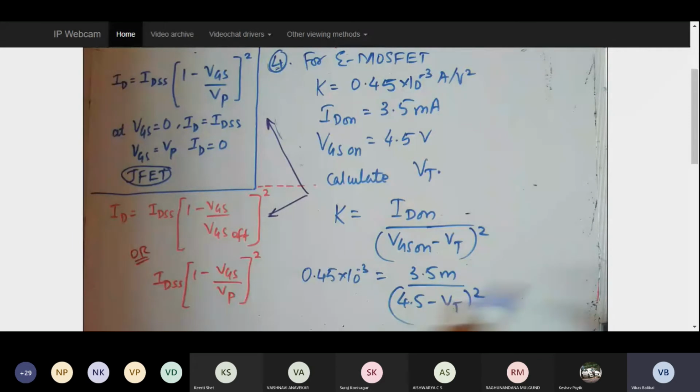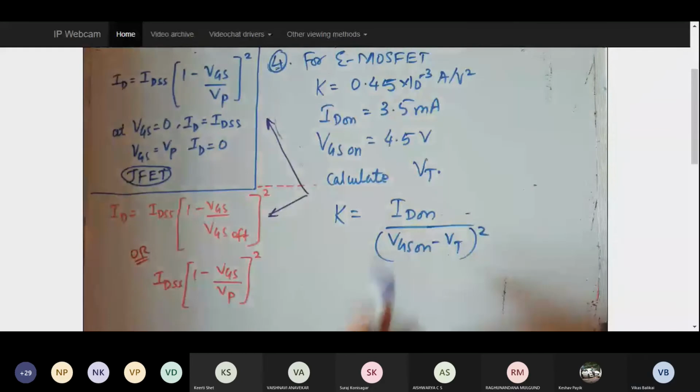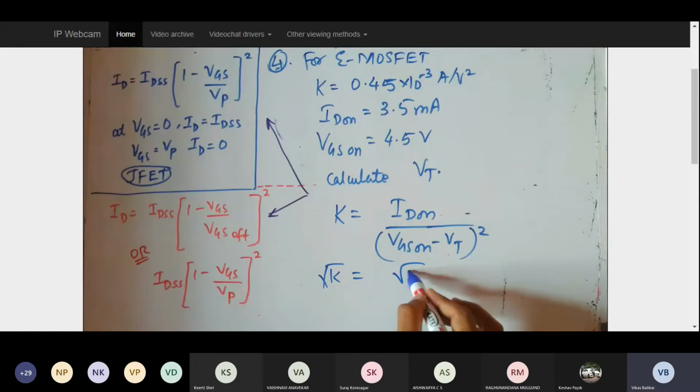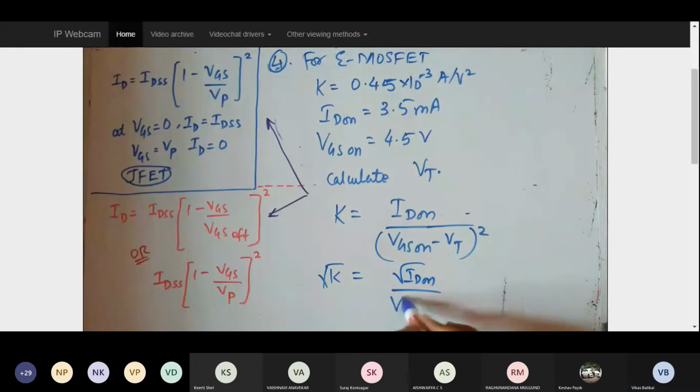You just make sure that the entire expression is a first order equation. You don't have the square term or the cube term in it. So better in the beginning, try to eliminate it. So how do I do that? I take the square root of that. Then it will be VGS on minus VT. Applying square root on both LHS and RHS, this will be the thing.